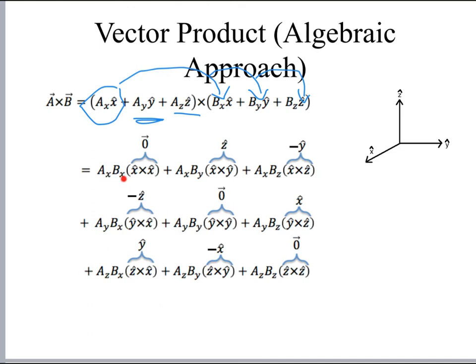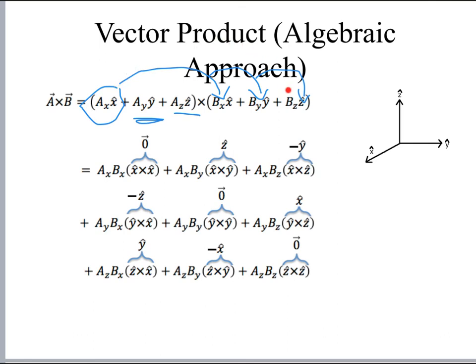You end up with ax bx, so this is ax x hat cross bx x hat, so that's that first line here. And I factor out the scalar parts, ax bx, and I end up with x hat cross x hat, which we know is 0. So that term goes away, it turns to 0. But if I do ax by, so I'm going to the next level, so I'm starting at ax and I'm multiplying it to by hat, I get ax by times x hat cross y hat, and this is equal to z hat.